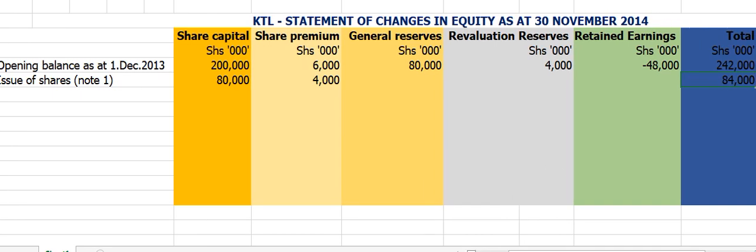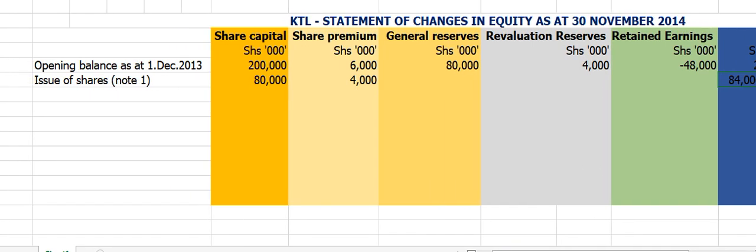Now from the issue of shares, of course, during the financial year, the company prepares the statement of profit or loss and other comprehensive income. That statement is prepared to show the financial performance of the business. We have to find out, have they made a profit or a loss? That profit or loss will affect your retained earnings.